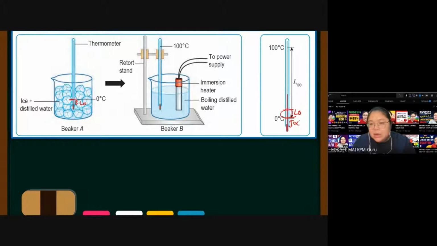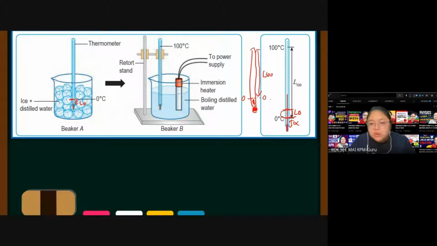Where your 100 starts, where your 0 starts, is the same point. Okay, this one is a thermometer. This one is your bulb. Your 0 is here. So normally we count the 0. This one has mercury. Your 100 we count from here. Okay, L100. So your L0, this part, that means exactly 0, no reading.